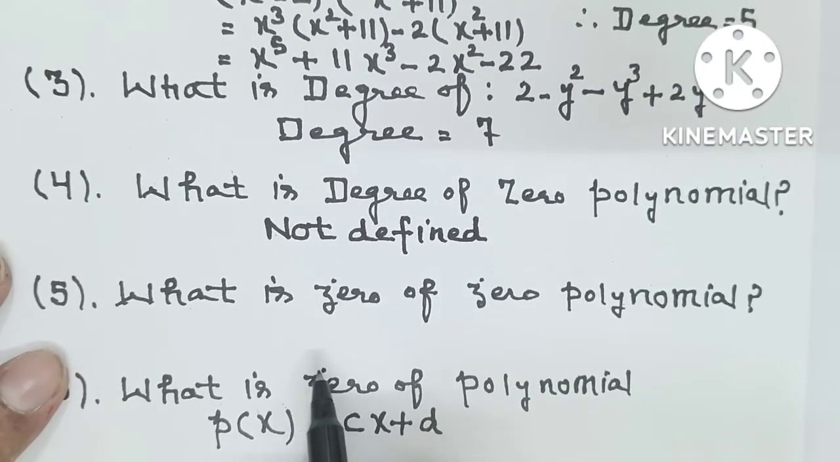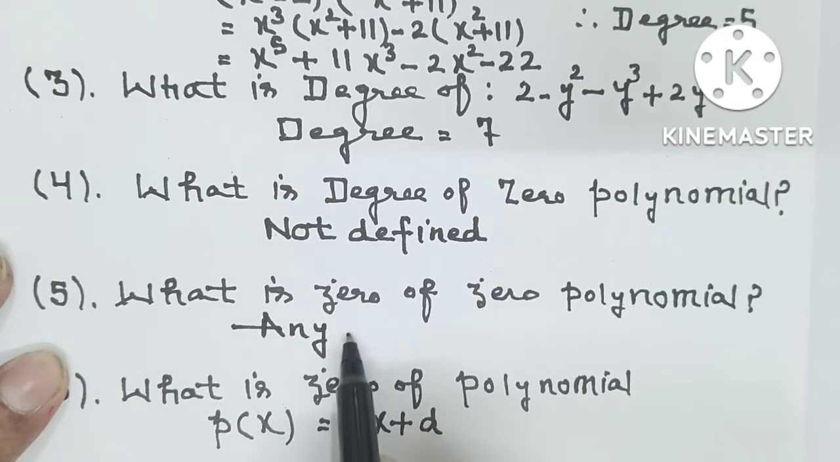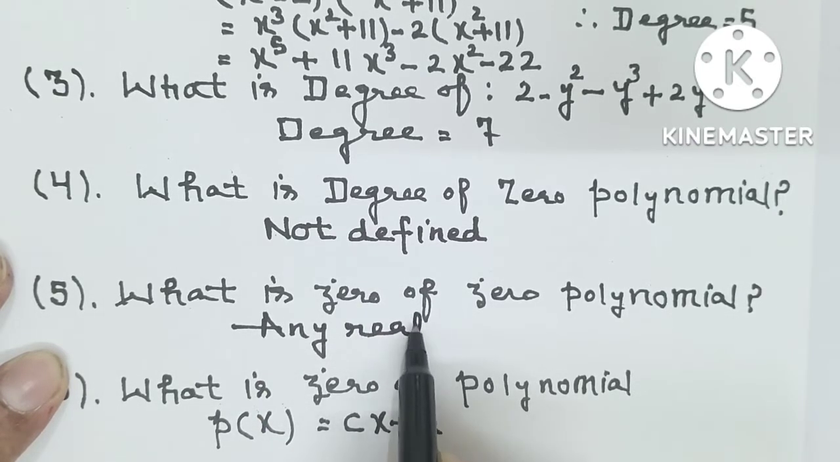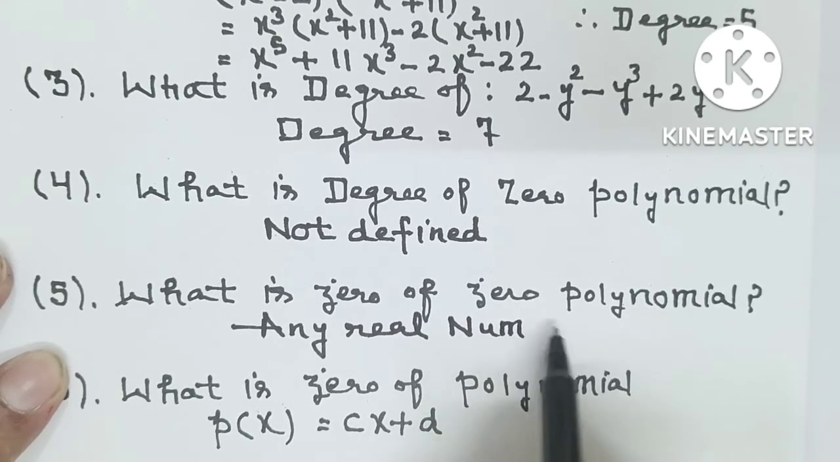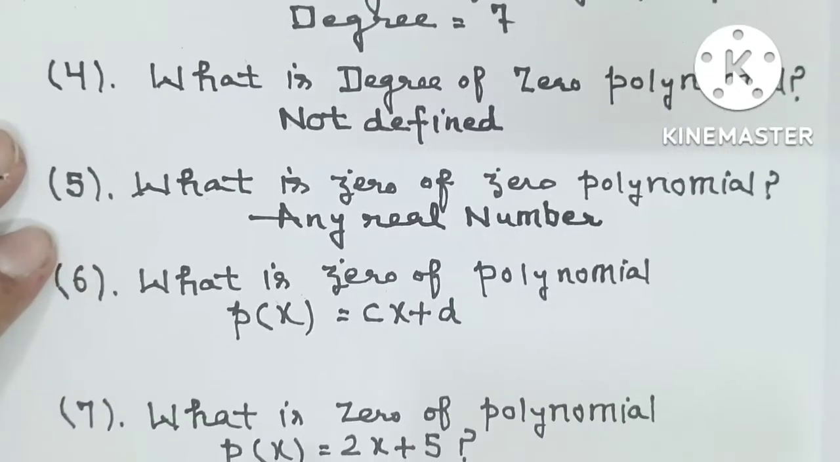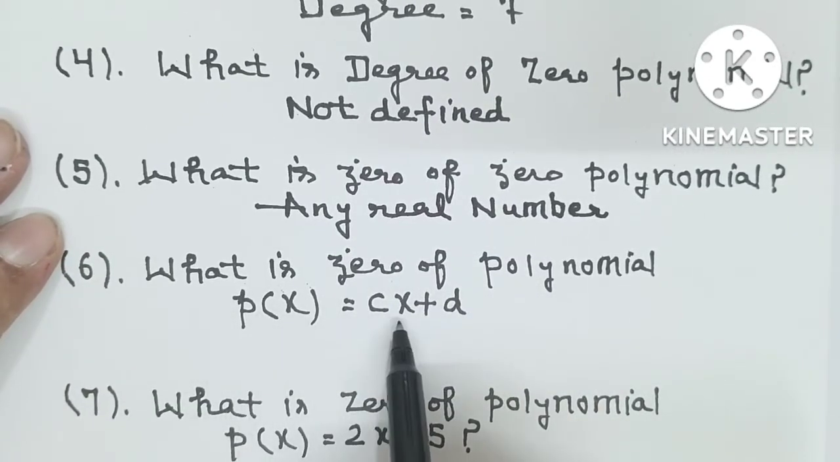Now, what is the 0 of 0 polynomial? So here you can write any real number. 0 of 0 polynomial is any real number. Then what is the 0 of this polynomial?